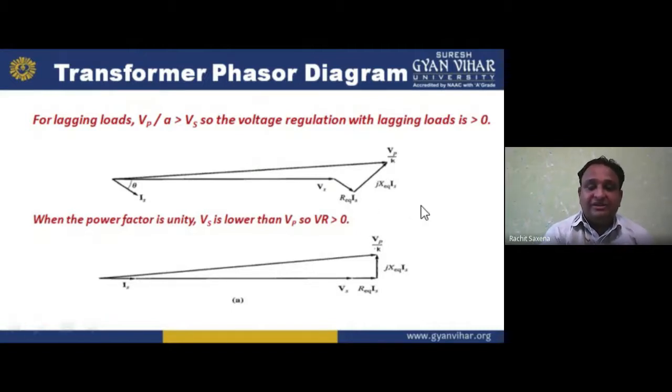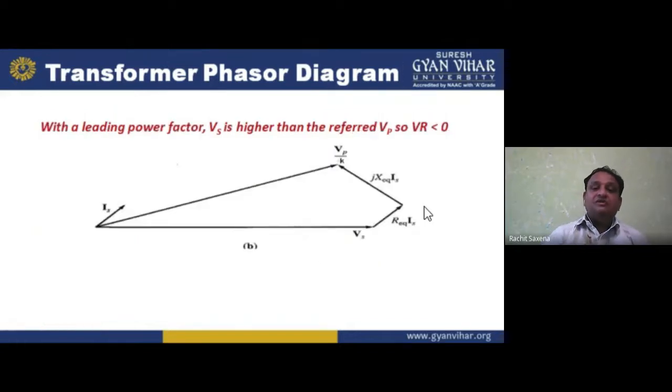We can identify this. I hope you understand now. Moving forward, transformer phasor diagram with a leading power factor: Vs is higher than the referred Vp. In unity it is the same, then lagging, then leading. So Vr is less than 0. Means in the lagging and unity we have greater than 0, but in the leading power factor the voltage regulation is less than 0.